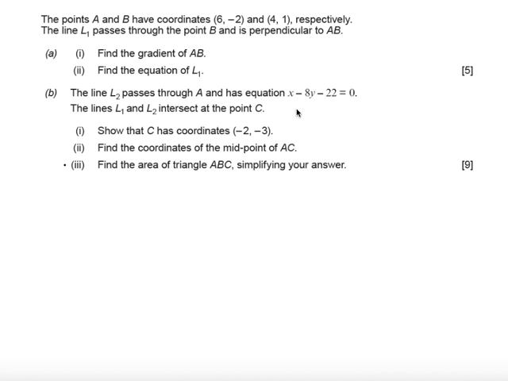In this question, we're told the points A and B have coordinates (6, -2) and (4, 1) respectively. The line L1 passes through the point B and is perpendicular to AB. So let's start the question by sketching a scenario.